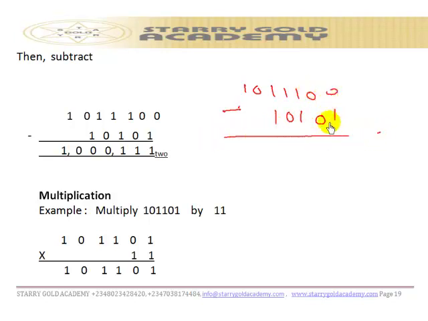0 can't subtract 1, so you borrow 1 from this guy, it becomes 0, so it becomes 10. Borrow 1 from him, it becomes 1, so it becomes 10. 10 minus 1, 1. 1 minus 0, 1. Now, unfortunately for this guy, it's now 0, so you can't subtract 1. So you have to borrow from this guy, it becomes 0, and this becomes 10. 10 minus 1, 1. 0 minus 0, 0. 1 minus 1, 0. So we have 0 0 1 1 1.